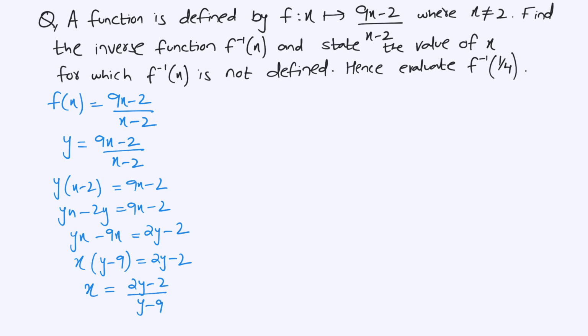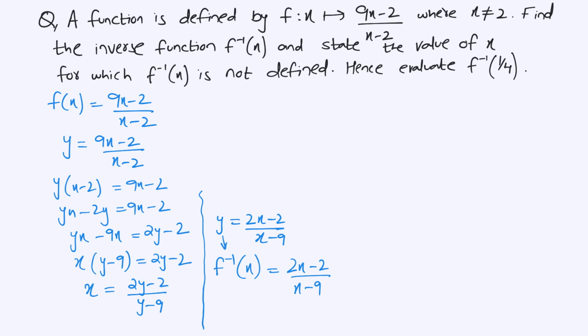But the next step was to replace x and y, because in an inverse function they are replaced. So your x would become y and your y would become x. This is your inverse function. The way you are going to write an inverse function is this: f inverse of x in place of y, 2x minus 2 over x minus 9. Now this is your inverse function.